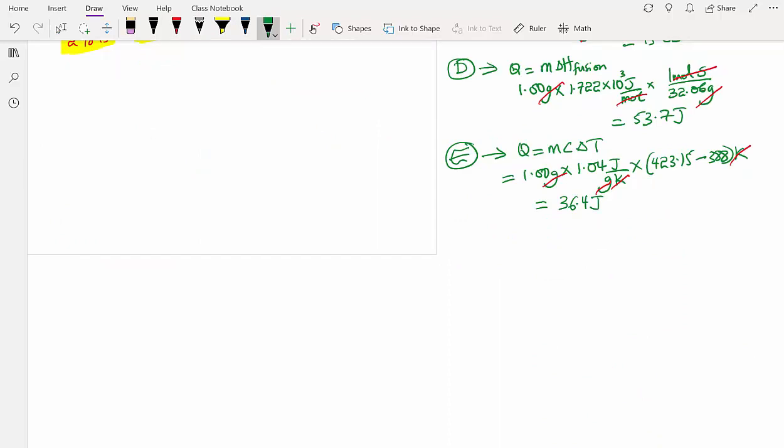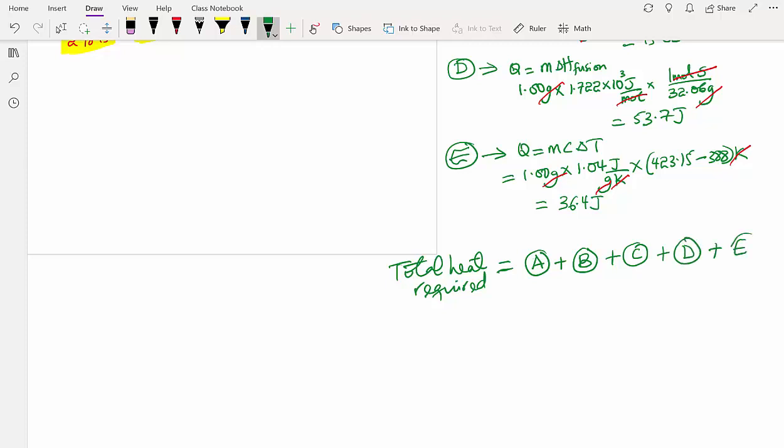Now let us answer the question. The total heat required will be equal to the heat required for stage A plus the heat required for stage B plus the heat required for stage C plus the heat required for stage D plus the heat required for stage E. And if you add up all of those together, you should get 169.3 joules.